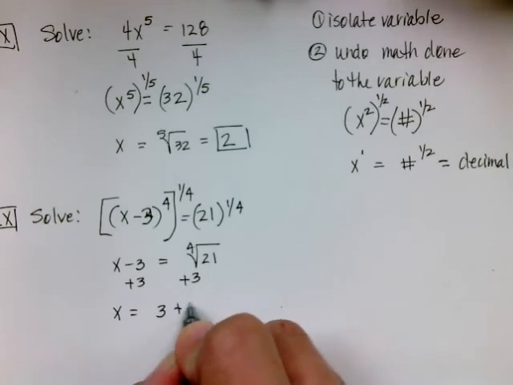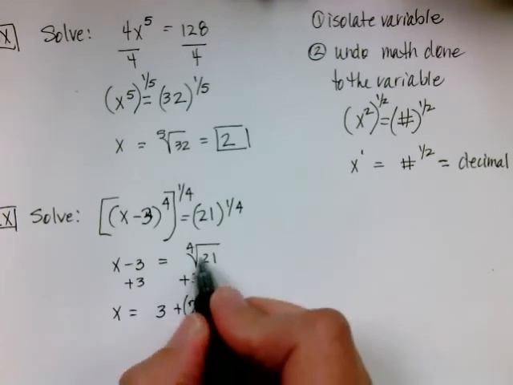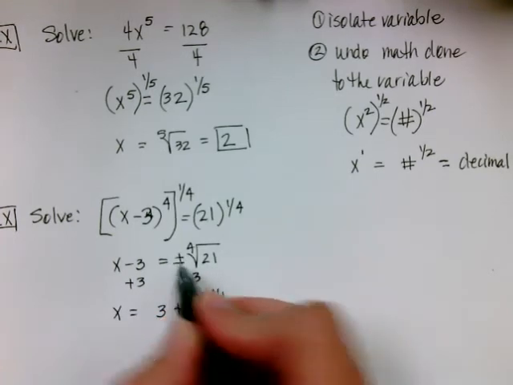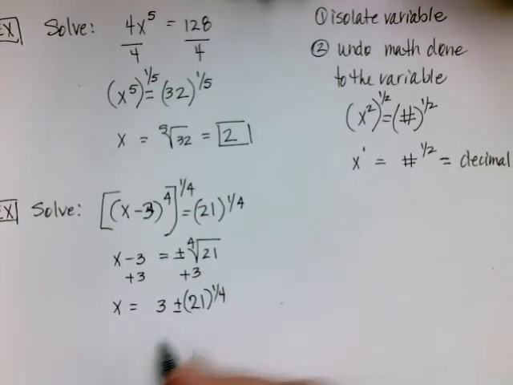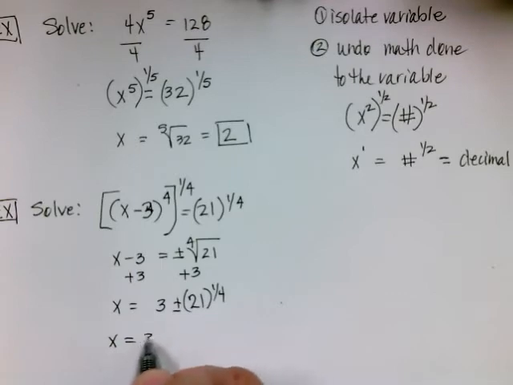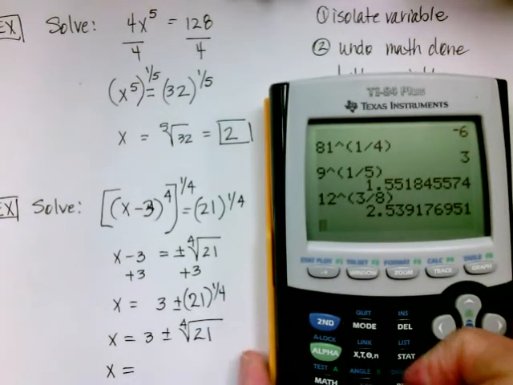Now I'm going to add 3 to both sides, and I'm going to get x is equal to 3 plus the 4th root of 21. I'm going to write it this way because that's the way I'm going to do it on my calculator. Okay. This is an even root, so when I take an even root, I have to have a plus or a minus. So I could leave my answer as 3 plus or minus, and then there's my 4th root of 21. Or I could do the decimals. So I'm going to do the decimals next.